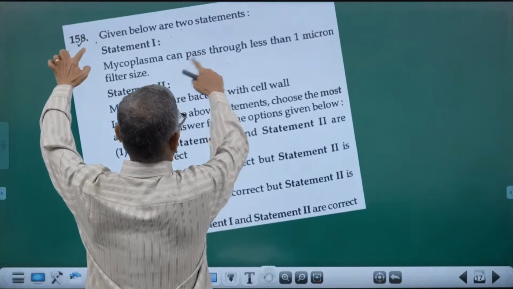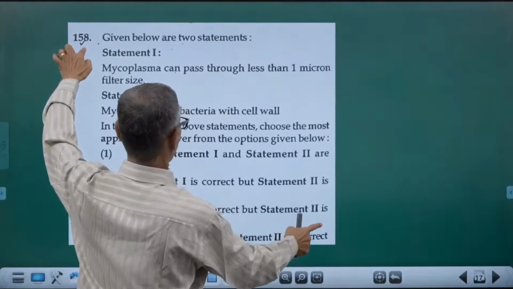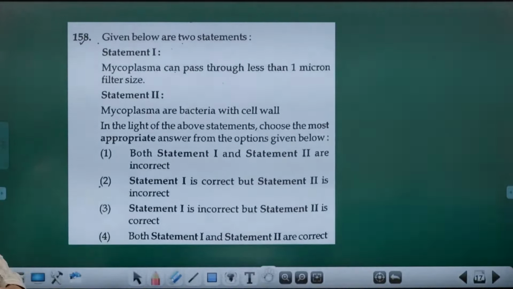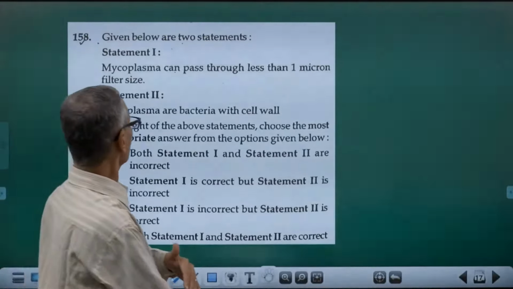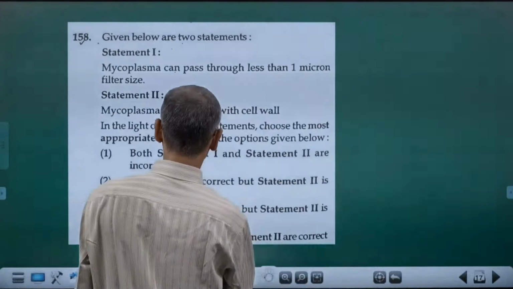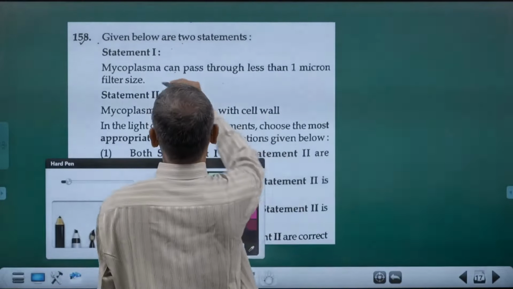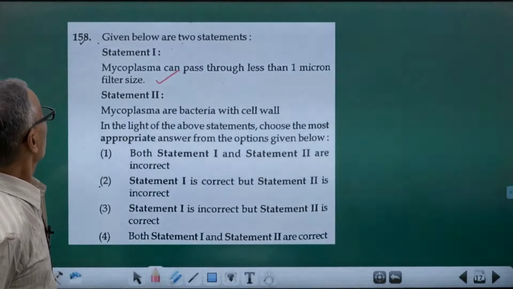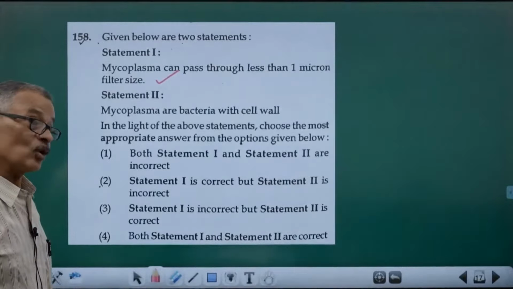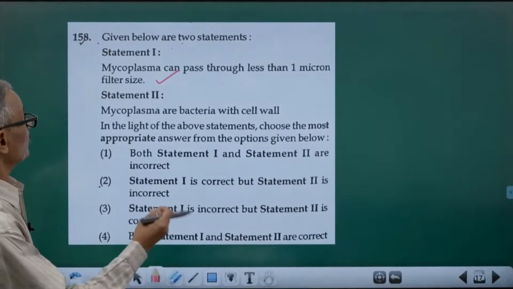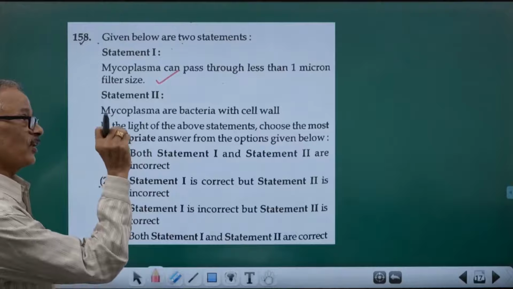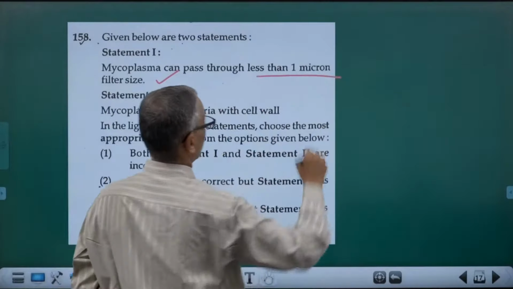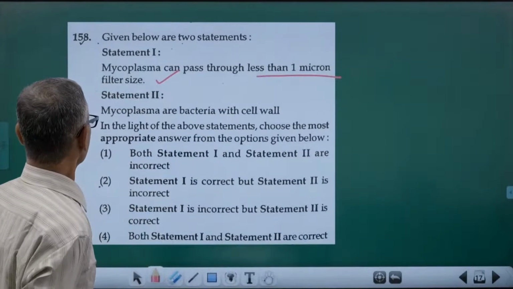Again, multiple statement questions. We are having a lot of such multiple statement questions. Mycoplasma can pass through less than 1 micron filter size. That statement is correct. They are the smallest living forms, mycoplasma. And mycoplasma can also change their shape. So they can pass through. Even if the size is very small, it can pass through pores which are less than 1 micron.